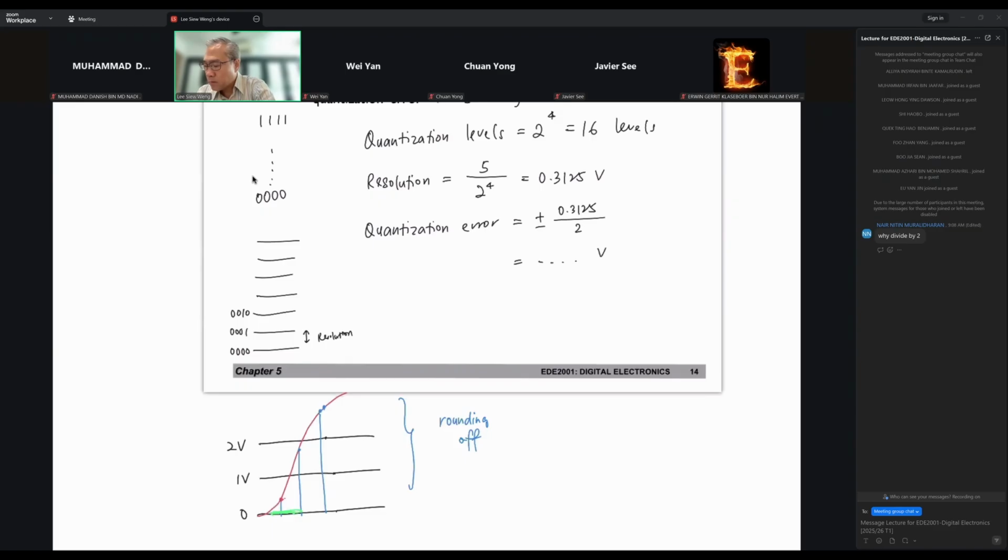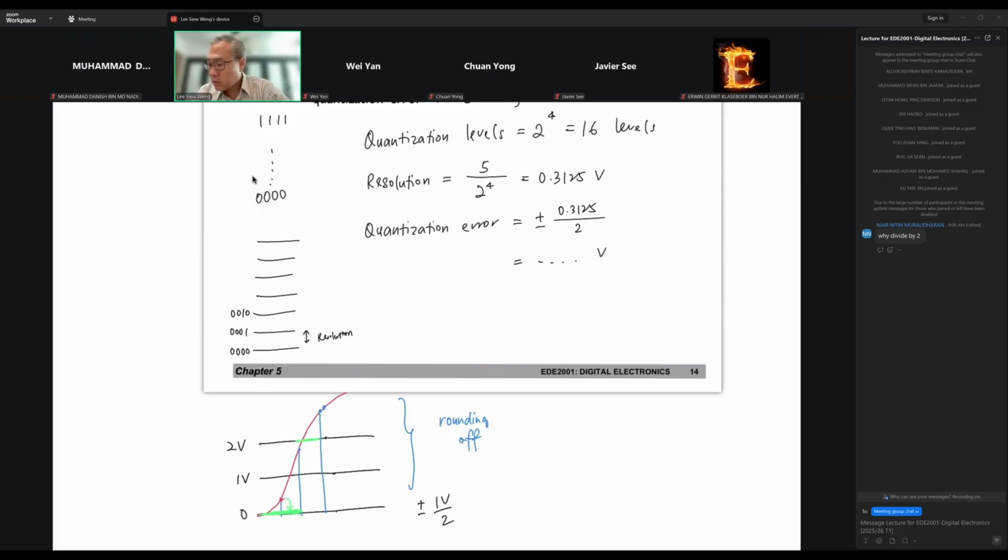So rounding off means what? If the voltage that I sample here is lower than 0.5, then the digital level that you will be quantized to will be 0, 0, 0. You're rounding down. In the second case, if the voltage sample is more than 1.5, then you are rounding up. Understand what's going on? So the possible error of quantization will be plus minus 1 volt divided by 2. Agree?